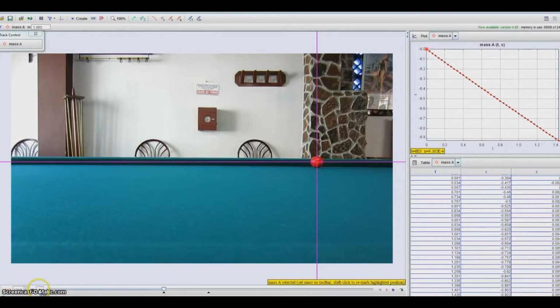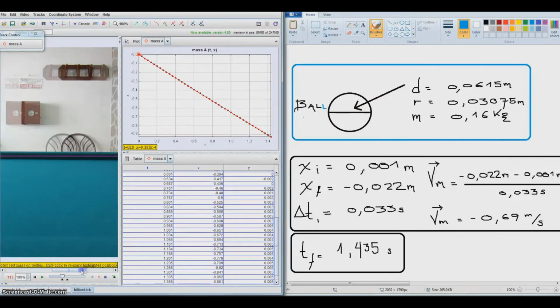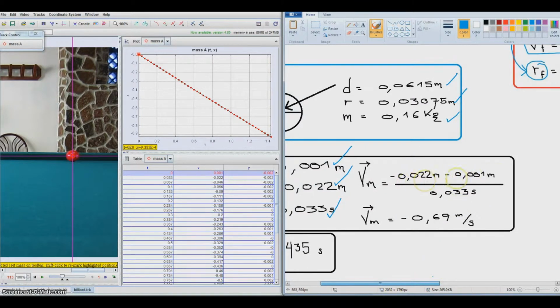We are going to analyze the movement of this red ball in a brief interval of time equal to 1.435 seconds. The axis is set at the left of the ball because it moves in the negative x-axis. We obtain this data from this ball that we are analyzing here in Tracker. We obtain data of initial position, the next position of the ball, and that displacement is set in a time of 0.33 seconds. With this data, we can obtain the magnitude of the velocity of the motion.